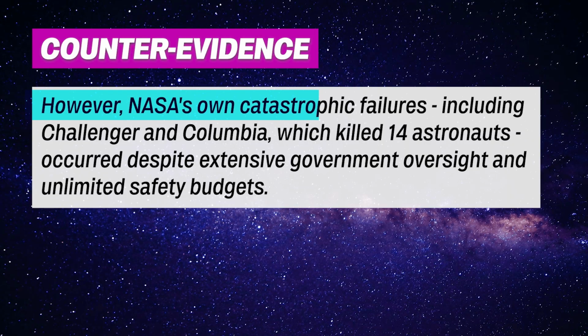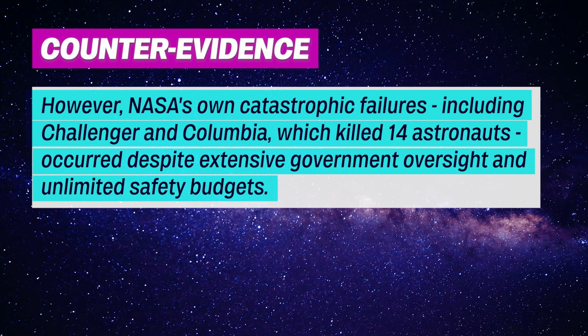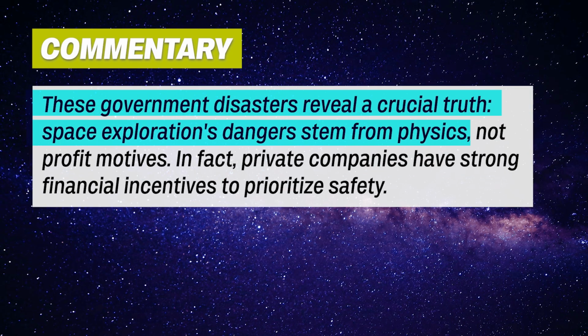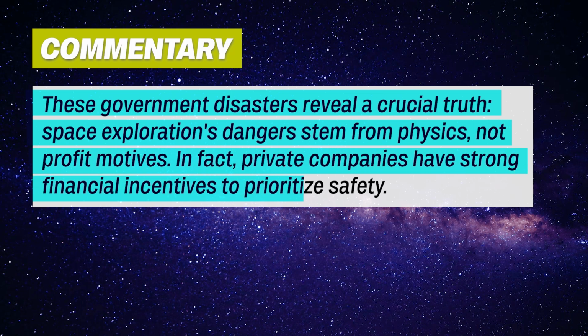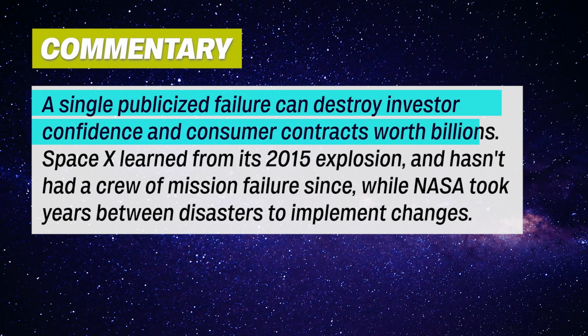Now here's some counter-evidence, which counters the evidence of the counter-argument. However, NASA's own catastrophic failures, including Challenger and Columbia, which killed 14 astronauts, occurred despite extensive government oversight and unlimited safety budgets. These government disasters reveal a critical truth. Space exploration's dangers stem from physics, not profit motives. In fact, private companies have strong financial incentives to prioritize safety. A single publicized failure can destroy investor confidence in consumer contracts worth billions.